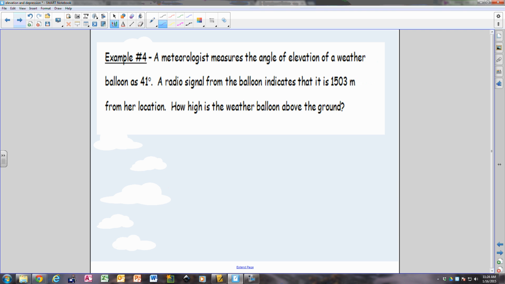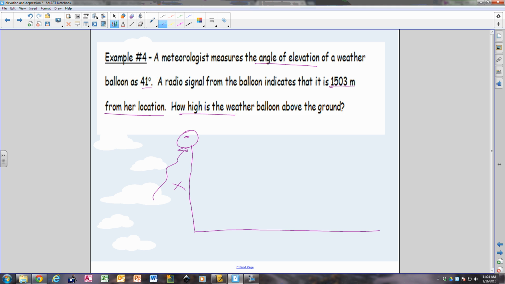All right, number 4. A meteorologist measures the angle of elevation of a weather balloon as 41 degrees. A radio signal from the balloon indicates it is 1,503 meters from her location. How high is the weather balloon above the ground? So they're looking for altitude. So I'm just going to draw a silly balloon. So here's my balloon. I know it says weather balloon, but we're just going to draw a regular balloon. And they want to know the height of this balloon, so I know they're looking for this.